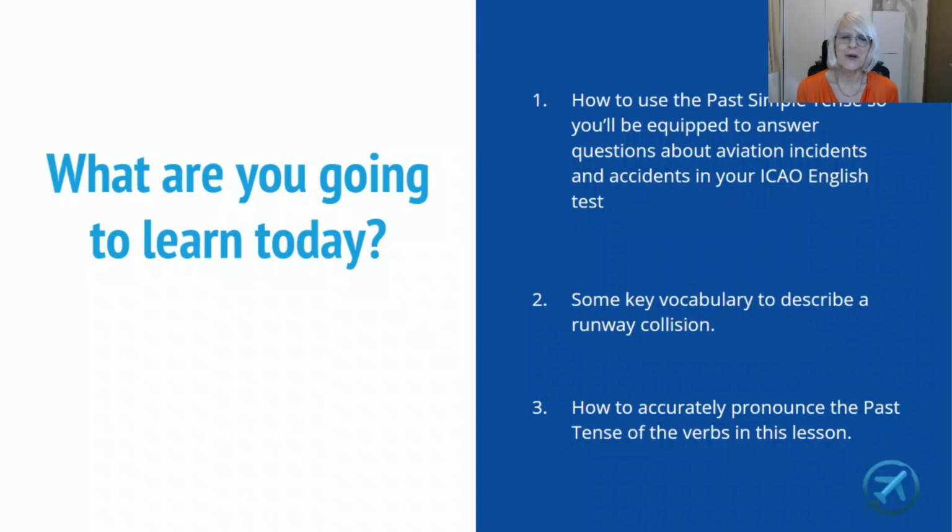What exactly are you going to learn today? You're going to learn how to use the past simple tense so you'll be equipped to answer questions about aviation incidents and accidents in your ICAO English test. You'll also learn some key vocabulary to describe a runway collision. And you'll learn how to accurately pronounce the past tense of the verbs in this lesson.